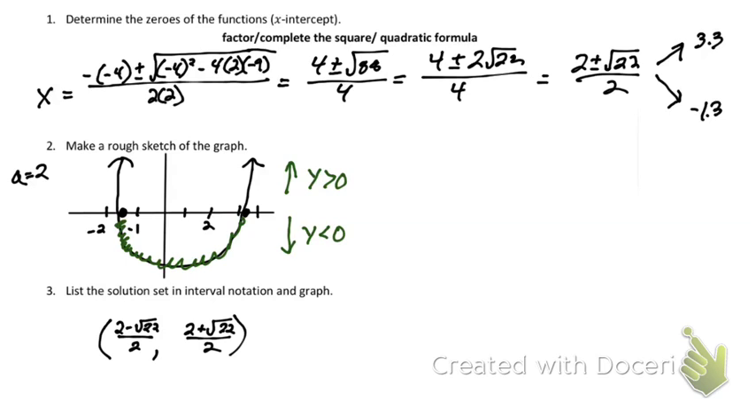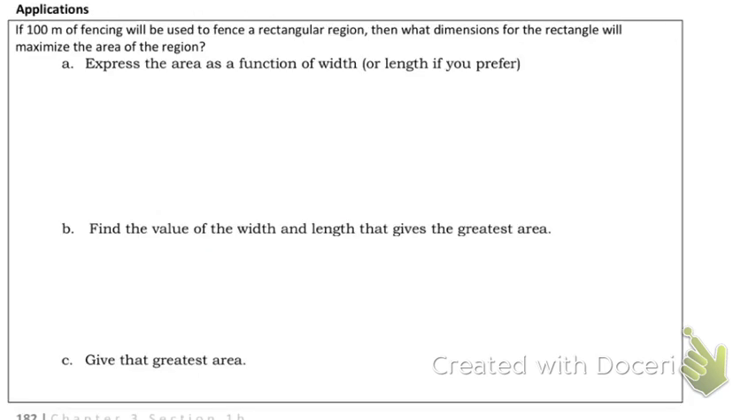All right, the last thing we're going to do is an application problem. We have, if 100 meters of fencing will be used to fence a rectangular region, then what dimension for the rectangle will maximize the area of the region? You might be able to just reason your way through this one. But there's definitely problems, specifically the one I put on the test last year, that wasn't reasonable. You actually had to do all this work, so make sure you pay attention.